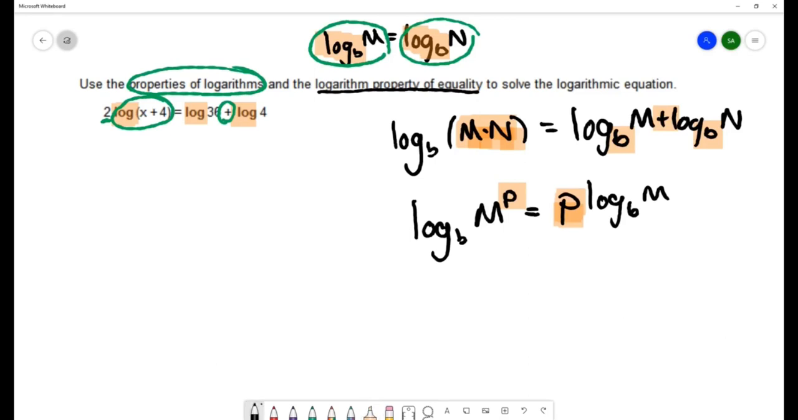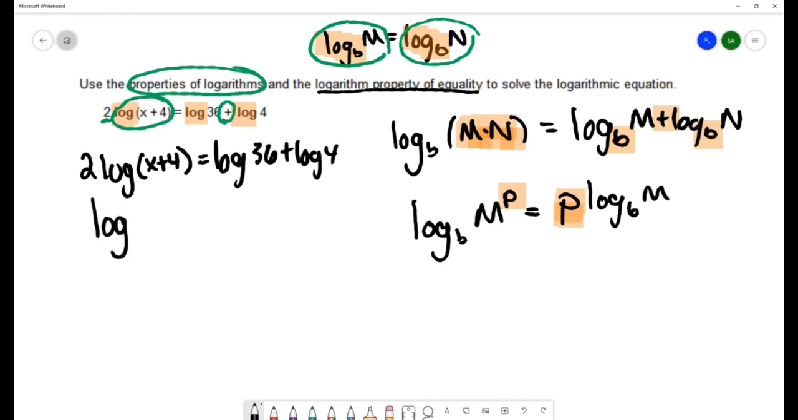Let me first rewrite our equation. That's 2 log of x plus 4 equals log of 36 plus log of 4. On the left-hand side, I'll use that power rule to move the coefficient of 2 into the exponent, and that gives log of x plus 4 squared.